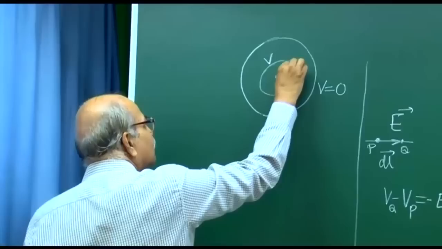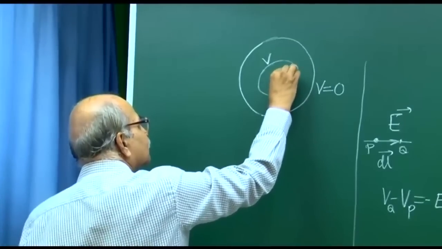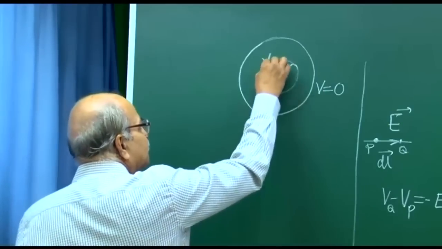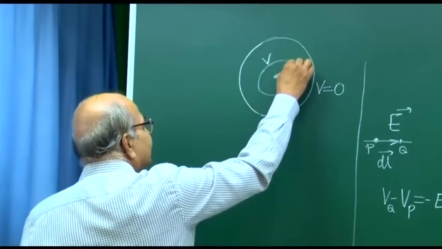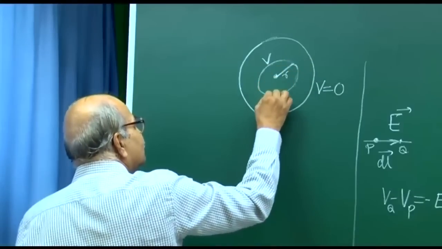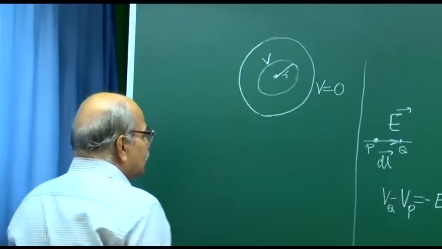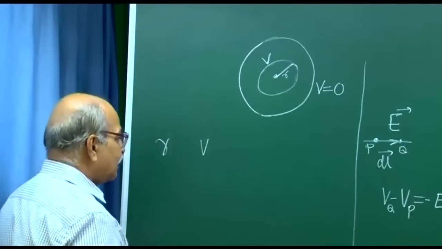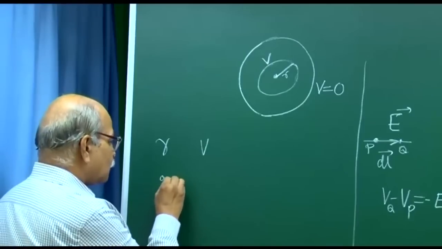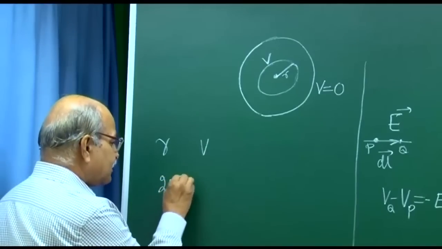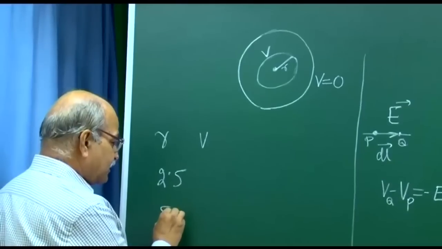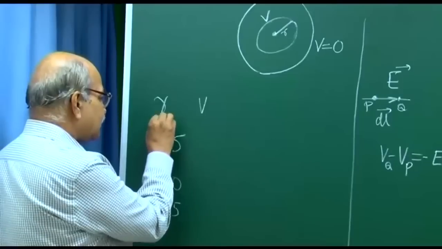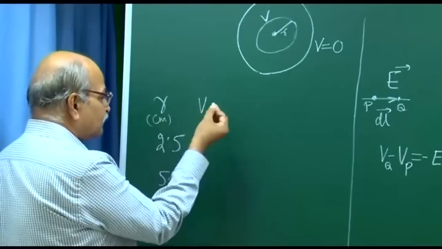If this distance is r, you can ask what is the potential V at this distance r, no matter in which direction. These potentials are all the same. So, if I write V here and r here, we had three values, 2.5 centimeters, then 5 centimeters and 7.5 centimeters. So, r is in centimeters and V is of course in volts.